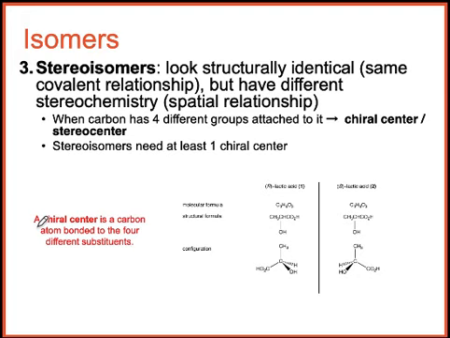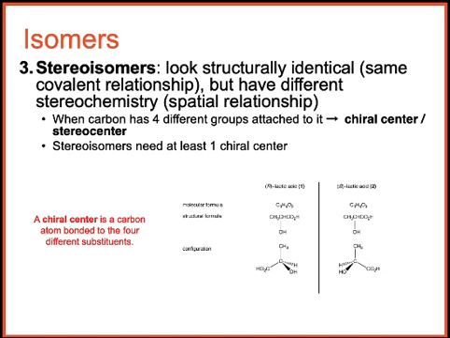Stereoisomers look structurally identical. They have the same covalent relationship, but they have different stereochemistry. Their spatial relationship is different. So when a carbon has 4 different groups attached to it, only carbons, we call it a chiral center or a stereocenter. Carbon needs to be carbon, and it needs to have 4 different groups. We call those chirality centers, chiral centers or stereocenters. So it's going to be very important.